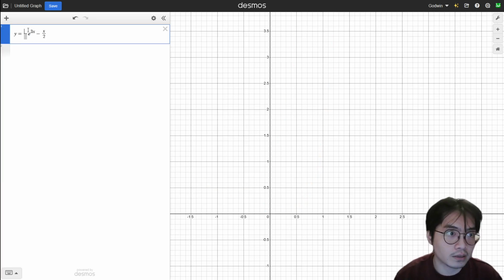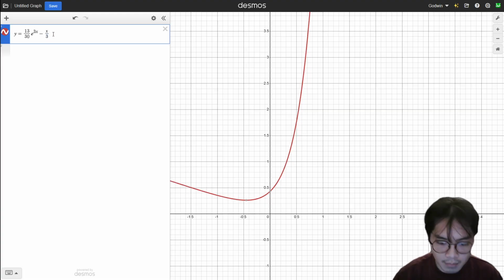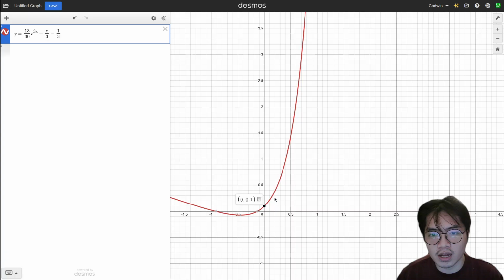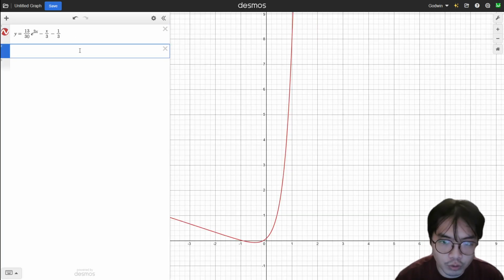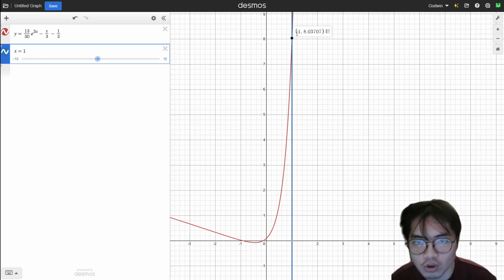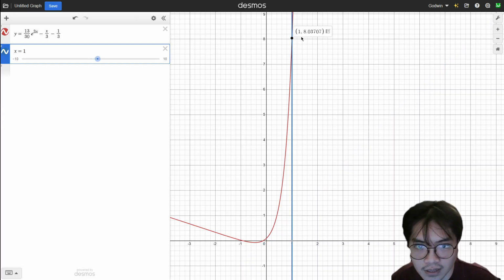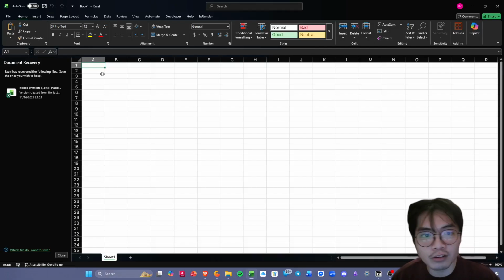So this is going to be 13/30, then you will have minus x over 3 minus 1/3. What you will have, there you go, is your 0 and 0.1. And what we want to see is this rise right here. If we're going to set our endpoint to x equals 1, our y value should be 8.03707. Okay, so we just need to look at that.